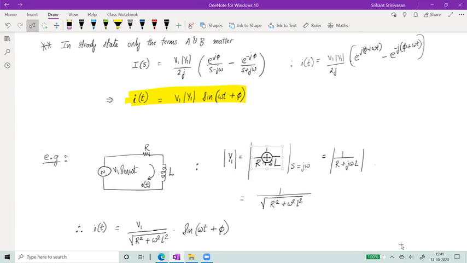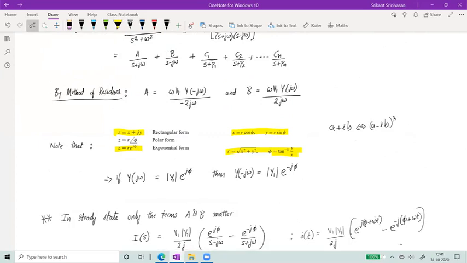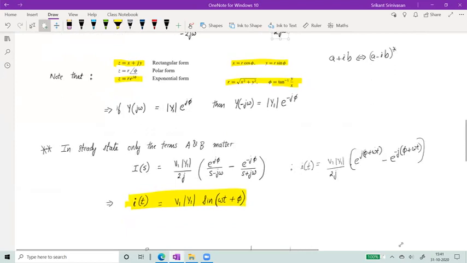But now, according to this formula, I need to find out the magnitude of Y1 at s equal to j omega, because that's how we got these residues A and B. I said A is the residue at s equal to minus j omega and B is the residue at s equal to plus j omega. From the residue of Y at j omega, I was able to convert it into the form Y1 times e power j phi.